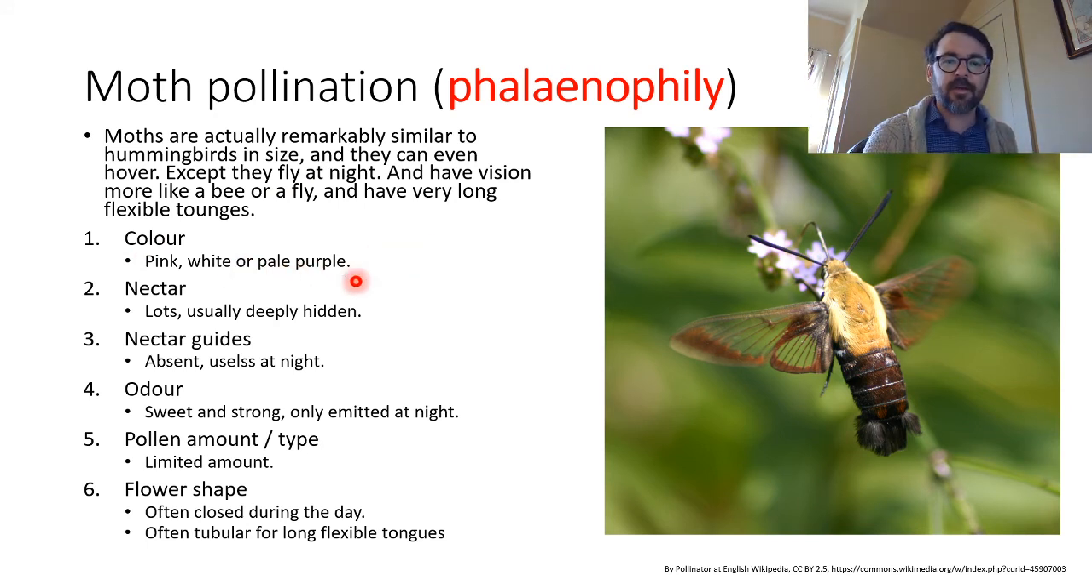So we see them as white, but a moth would see them as this sort of ultraviolet color, whatever that is. It's going to have lots of deeply hidden nectar, because moths have these really long tongues that can get in places where other organisms can't. There's no need for nectar guides at night.